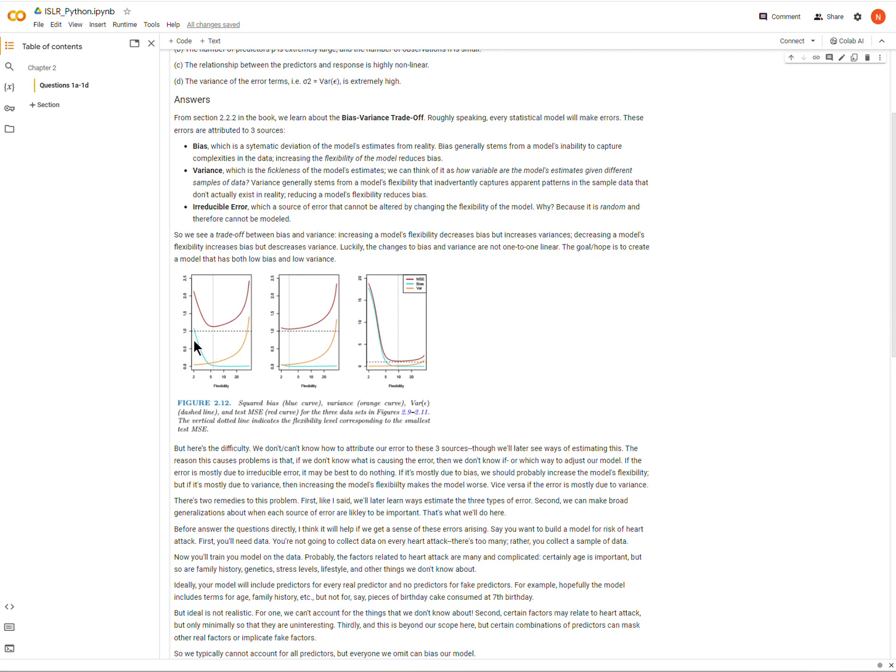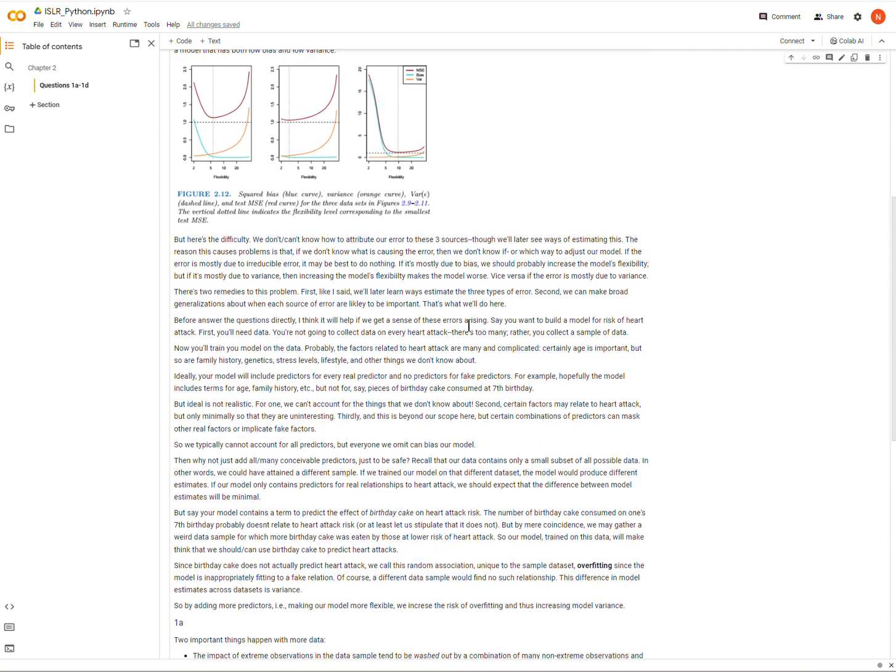again, if the error is because of too much bias, then we need to increase the flexibility of our model. But if it's because of variance, then we need to decrease the flexibility. And if we don't know where the error is coming from, whether bias or variance, well, then we could adjust the model inappropriately and actually make everything worse.